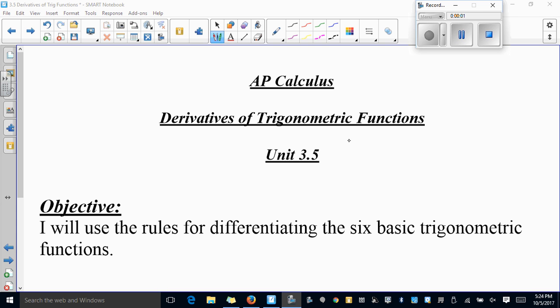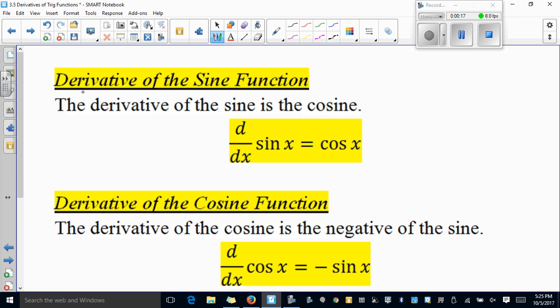We're going to use rules for differentiating the basic trig functions. The first two you're going to learn are sine and cosine. Derivative of sine is cosine, derivative of cosine is negative sine. There you have it, as basic as that can be. Just remember, derivative of sine is cosine, derivative of cosine is negative sine. And then all we're going to do is little practice ones.